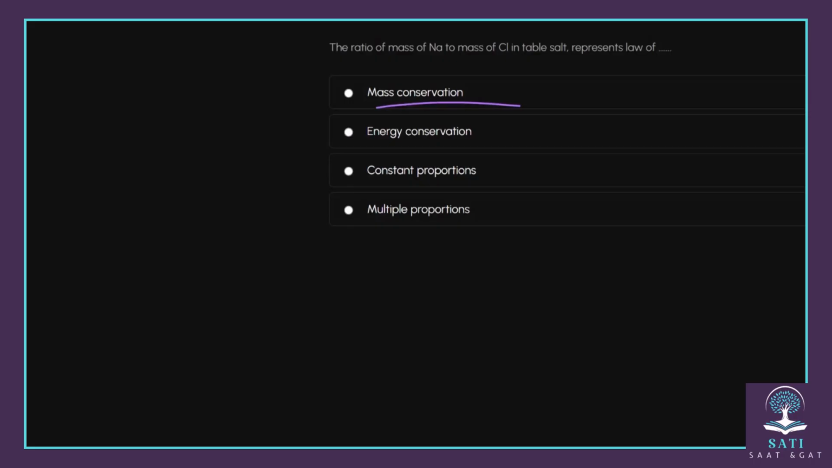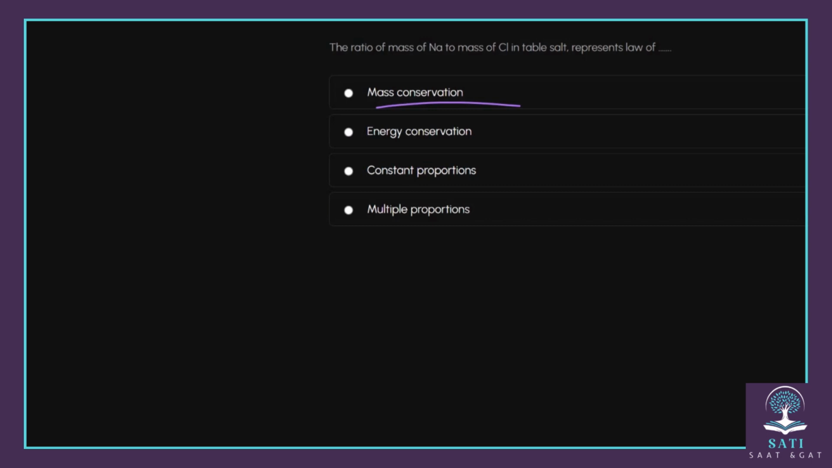It means in chemical equations, the mass on the left side of the chemical equation equals the mass on the right side. That means the mass of reactants equals the mass of products. Done. Okay, what about here?